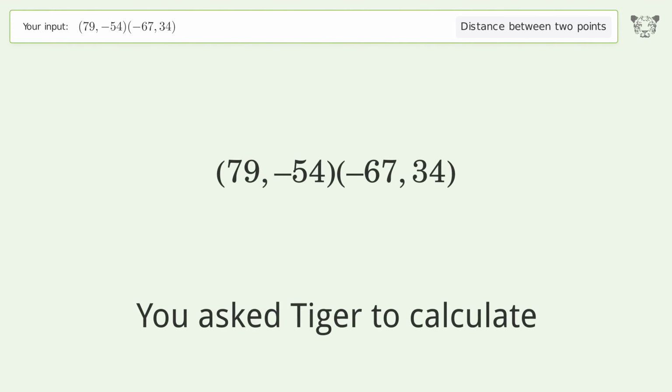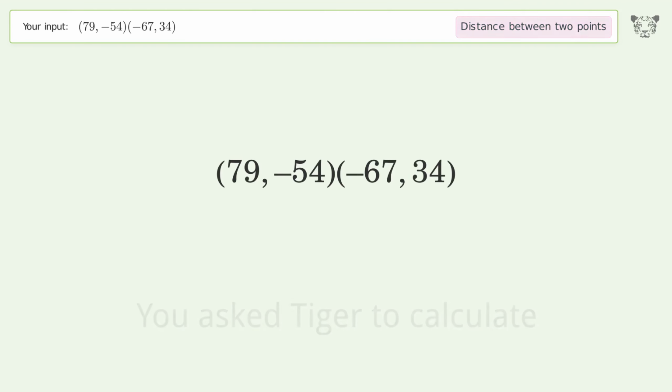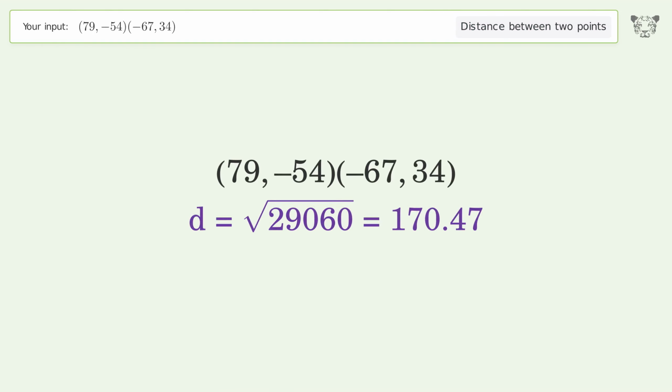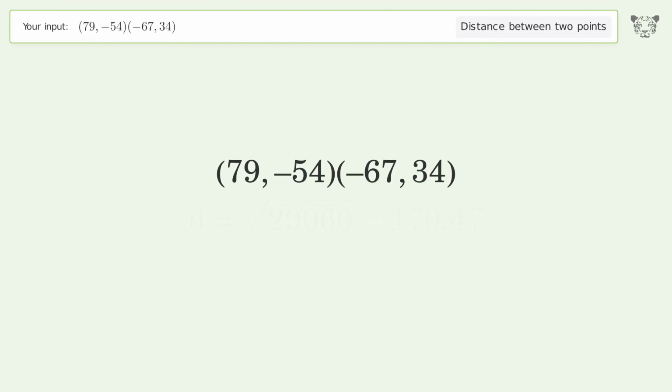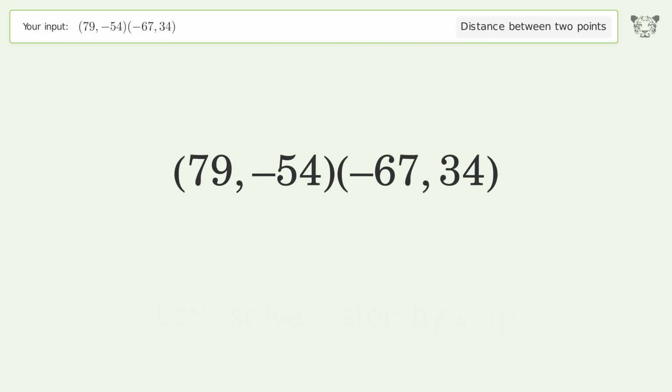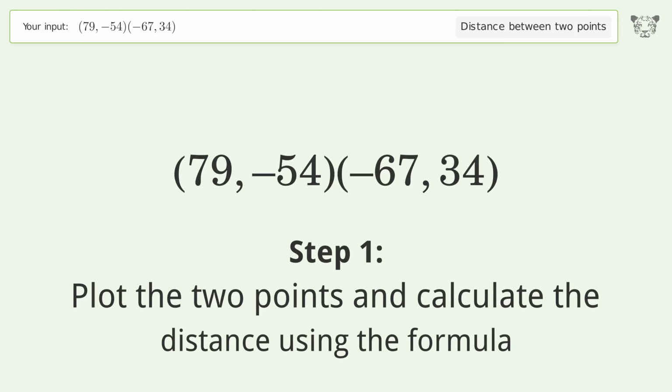You ask Tiger to calculate. This deals with the distance between 2 points. The distance between the 2 points is the square root of 29,060 or 170.47. Let's solve it step by step. Plot the 2 points and calculate the distance using the formula.